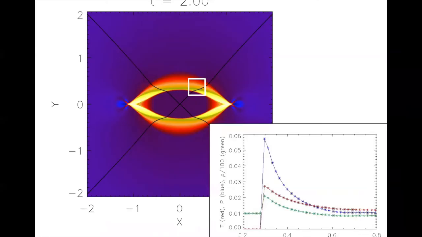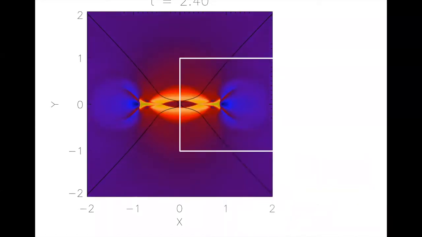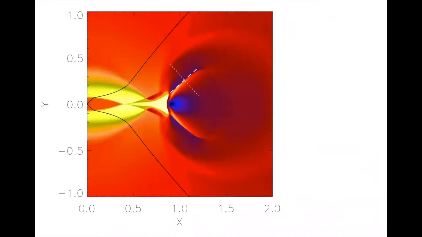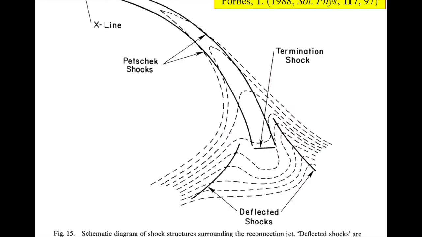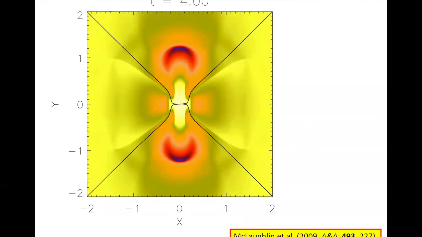At earlier times, you can analyze those fast shocks we spoke about, which fulfill the shock conditions. You can also analyze the jets that are occurring at the side. If you zoom in and do cuts, you can see that it follows the reconnection jet explanation of Terry Forbes. So you have what he described here as the X line, Petschek shocks, termination shocks, and deflected shocks. And so we've successfully set up a horizontal current sheet in our system.